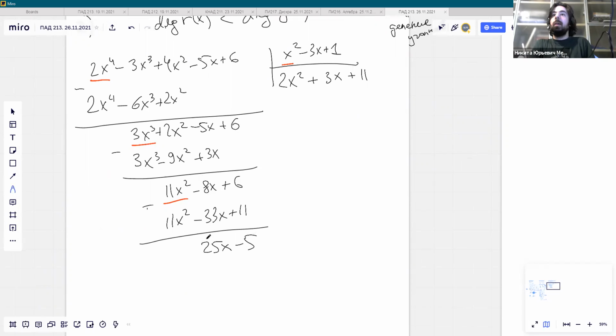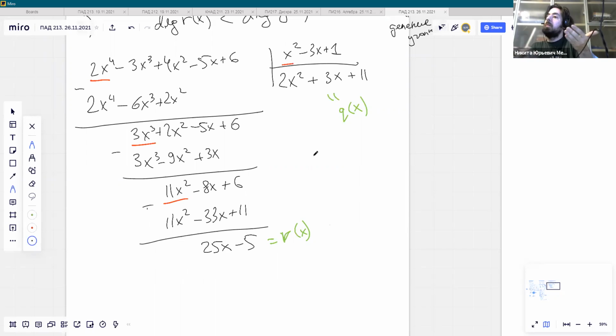So I claim we have the result. So this is the quotient, and this is the remainder. Now, my remainder, I can't divide it anymore because its highest term has smaller degree than x squared. I can't divide 25x by x squared. I won't get a polynomial, I will get a fraction. So I stop. That's it.